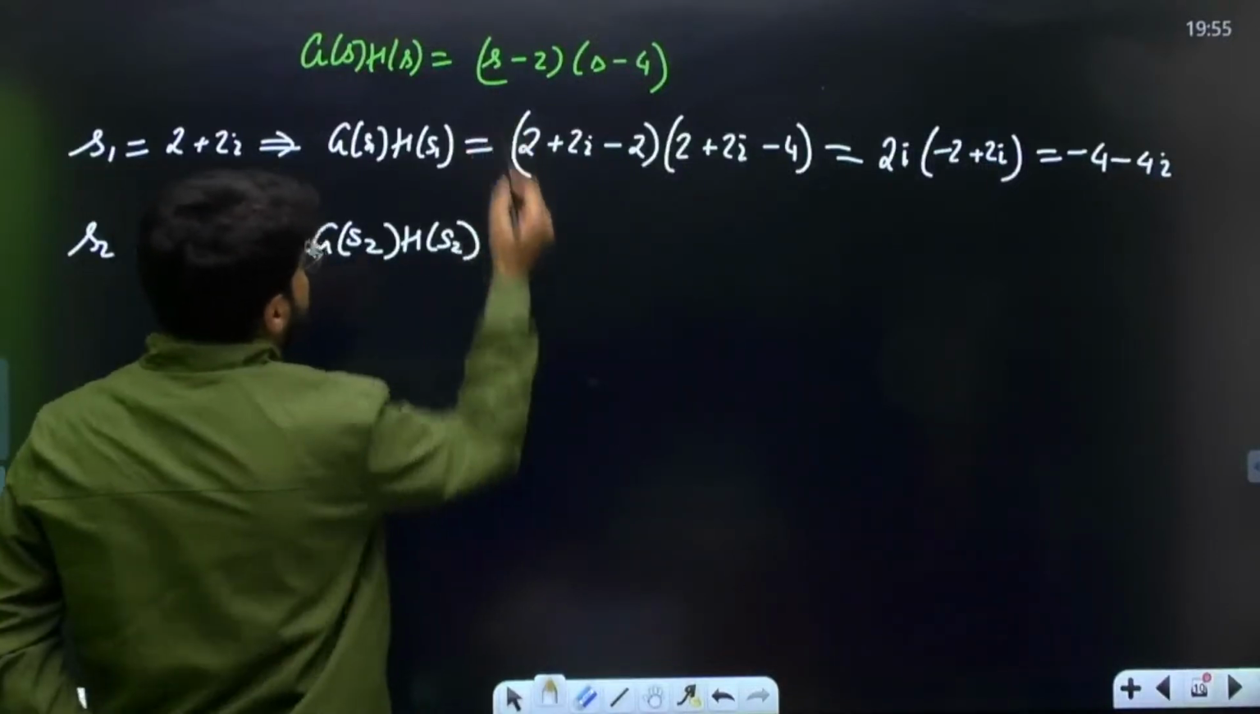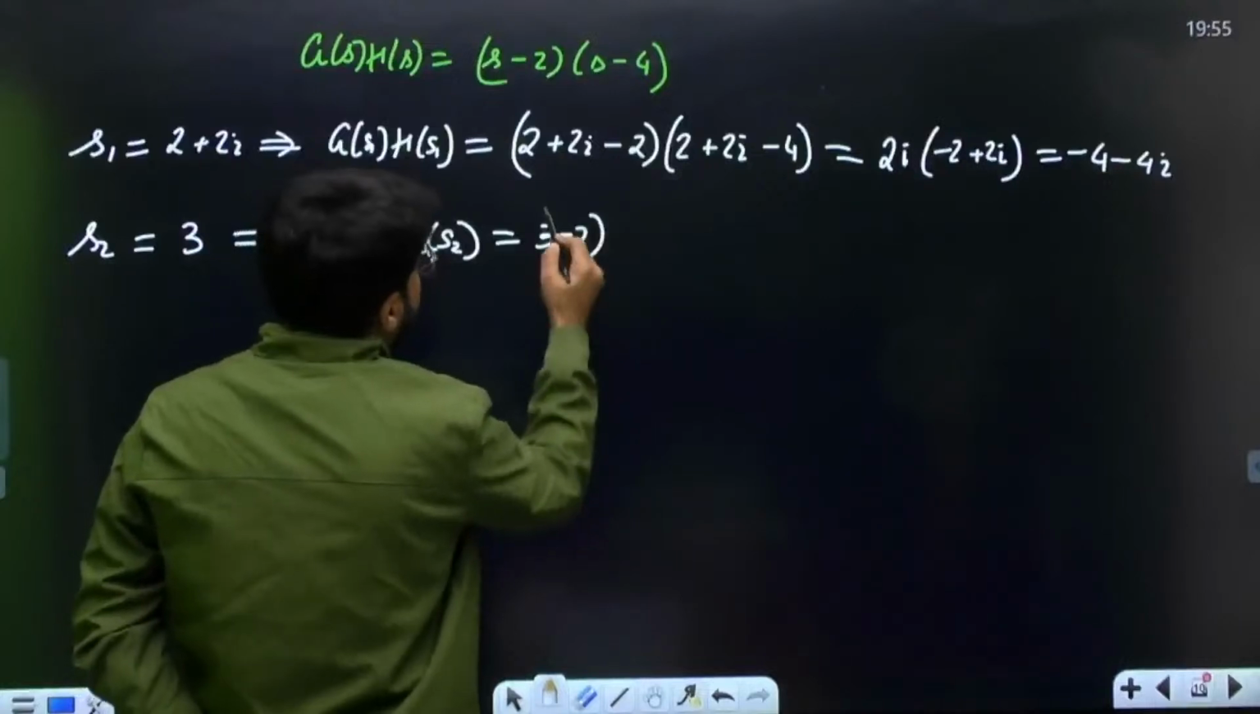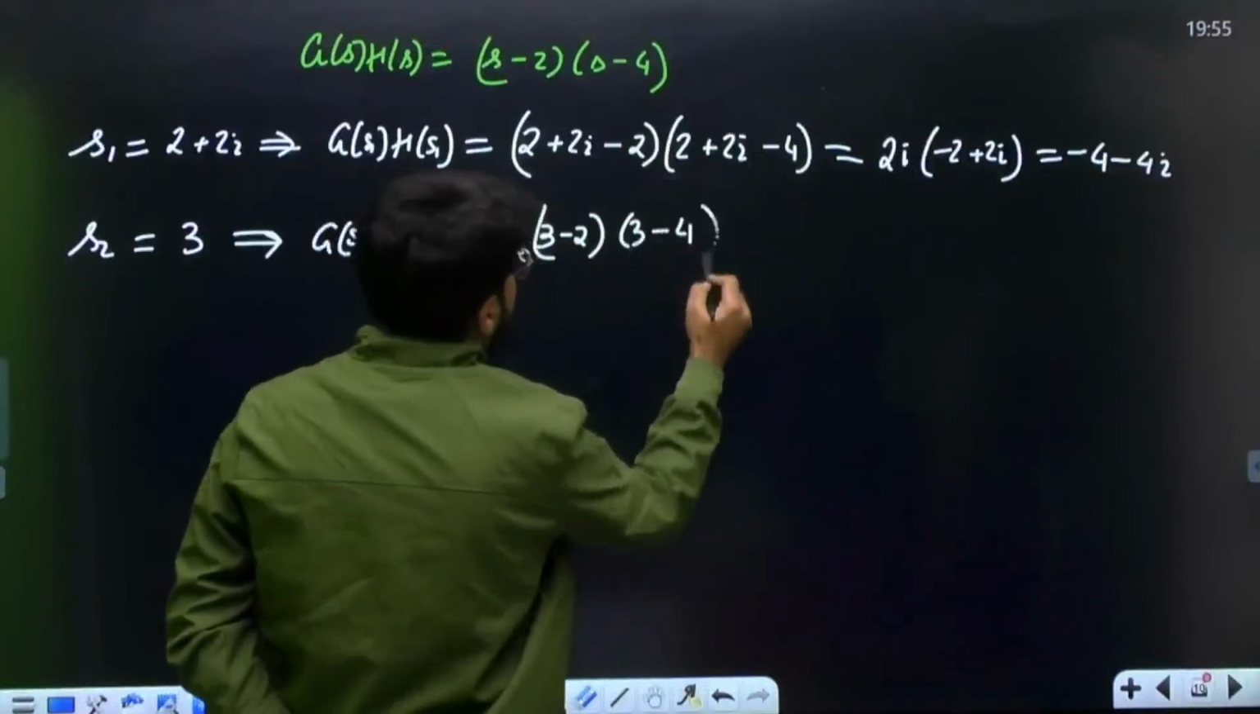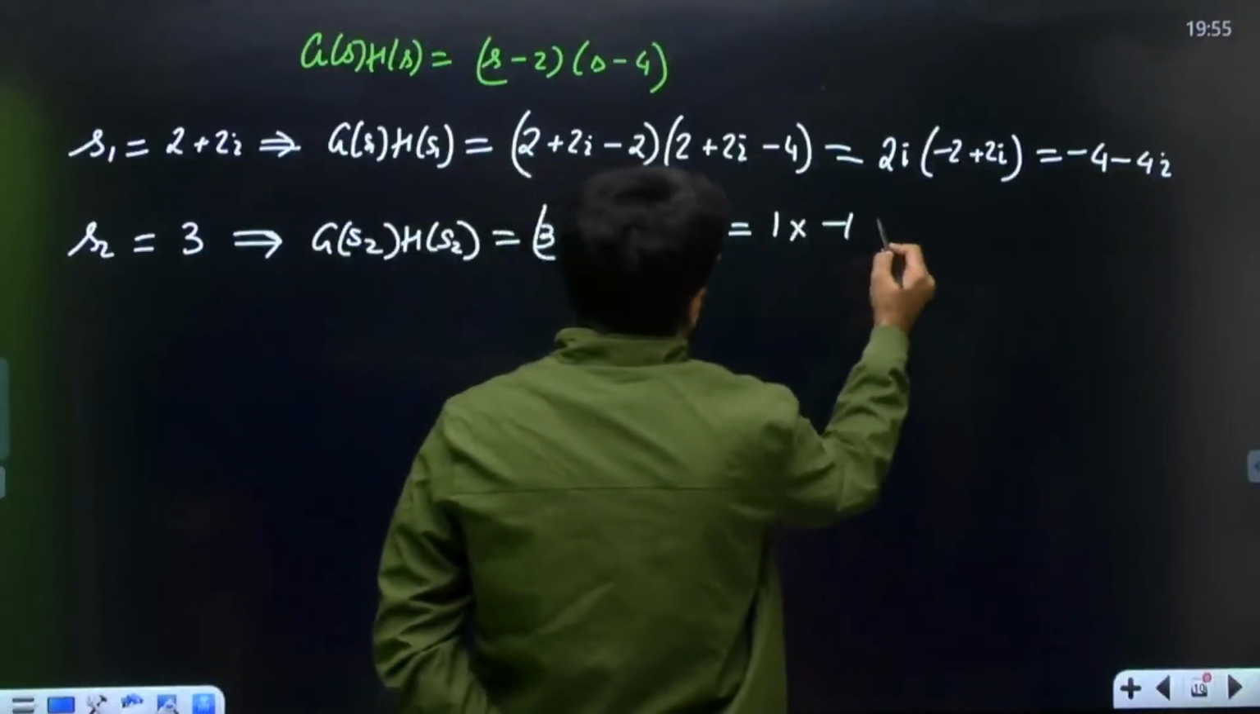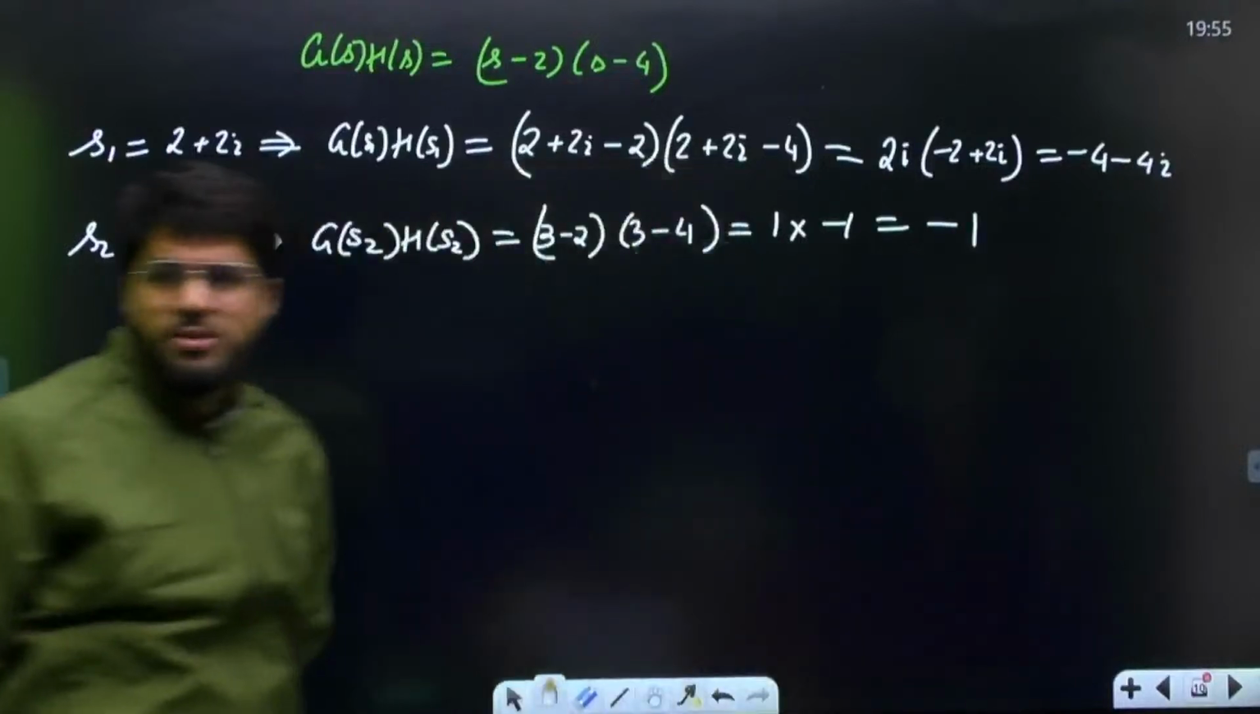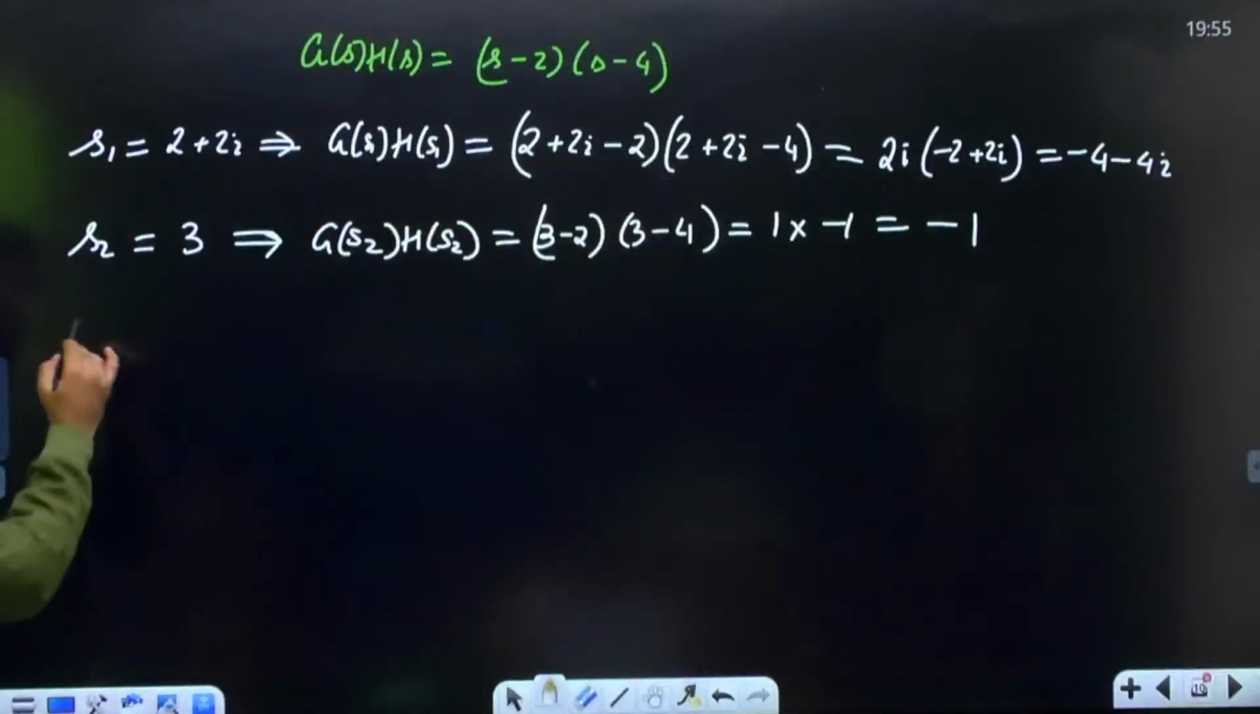What is G(S2)H(S2)? Put S equal to 3. 3 minus 2, 3 minus 4. This is simple calculation, 1 into minus 1. So this answer is simply minus 1. Okay, then next value, S3.